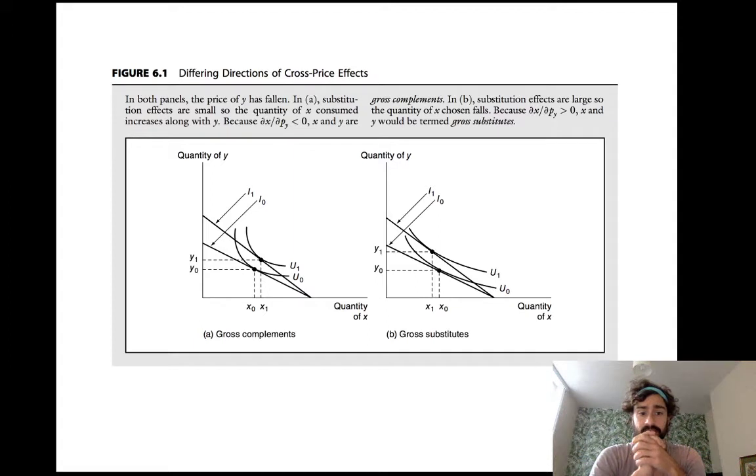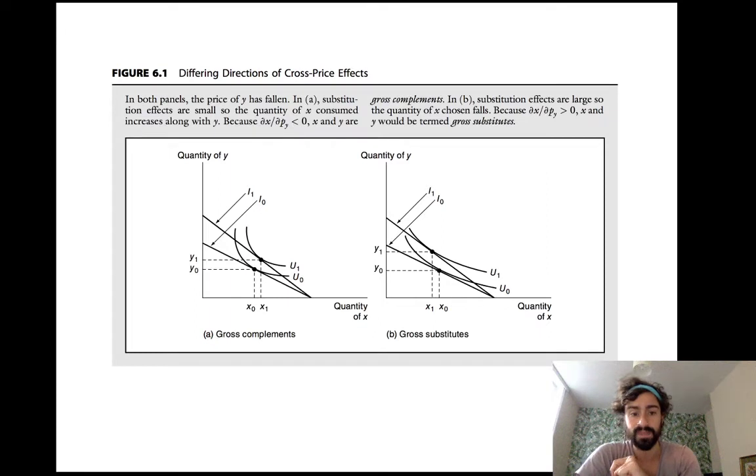So in figure A, we have a scenario of gross complements. So what's happening? We start at the budget set I0, right? I0 is an original price for X and a price for Y. Now, we're going to move from the budget set I0 to the budget set I1. I1 is what happens when the price of good Y falls, right? We're moving up, we're able to afford more Y. So the price of Y has gone down, and we've moved from the smaller budget set to the larger budget set.